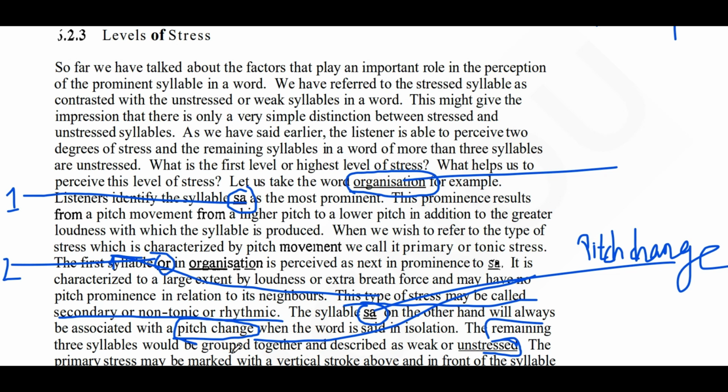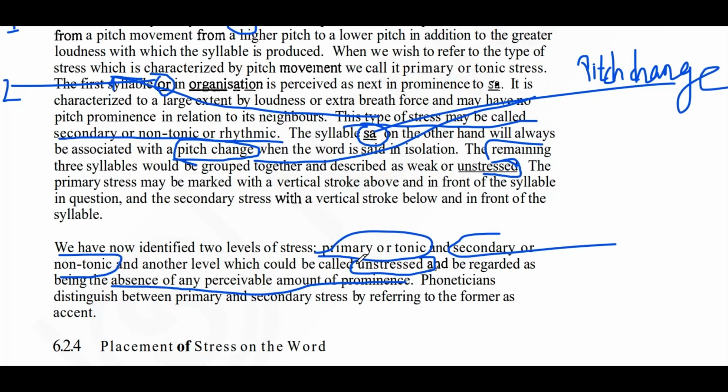And the remaining three syllables would be grouped together and described as weak or unstressed. So what we learned in this part is that the first part, 'or', would be called either secondary or non-tonic or rhythmic. The most prominent syllable was 'sa', definitely because of the pitch change, and the rest are just unstressed or weak. With this, we understand that there are two levels of stress. The first one is primary or tonic, and the second one is either secondary or non-tonic.